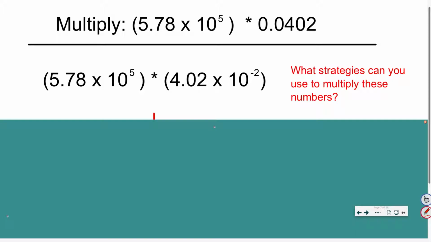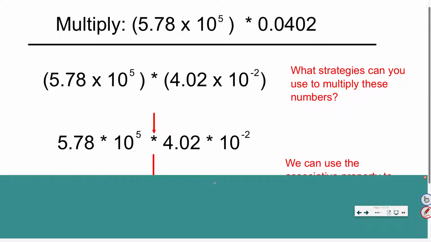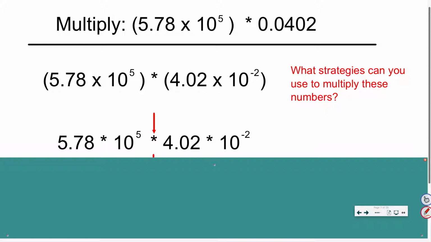Do I need the parentheses? Not really. Is this the same problem? Yeah, I'm just multiplying 5.78 times 10 times 10 times 10 times 10 times 10 times 4.02 times 1 over 10 times 1 over 10. Is there something I can do to this calculation to maybe make it a little bit easier and visual for me?